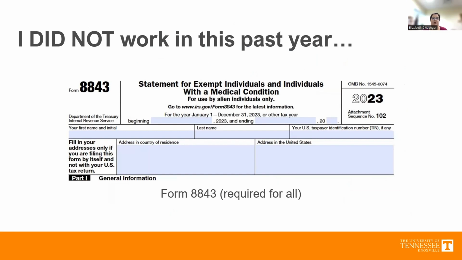Next slide. So if you did not work in the past year, this is what the form 8843 looks like. This is the top of it. Like I said, this form tracks presence in the United States for non-resident aliens. It's fairly easy to fill out. This is what the top of it looks like. You just fill it out and mail it in. There is the form, but also an instruction document that's separate from the form that kind of takes you through the different questions that it asks. Next slide.